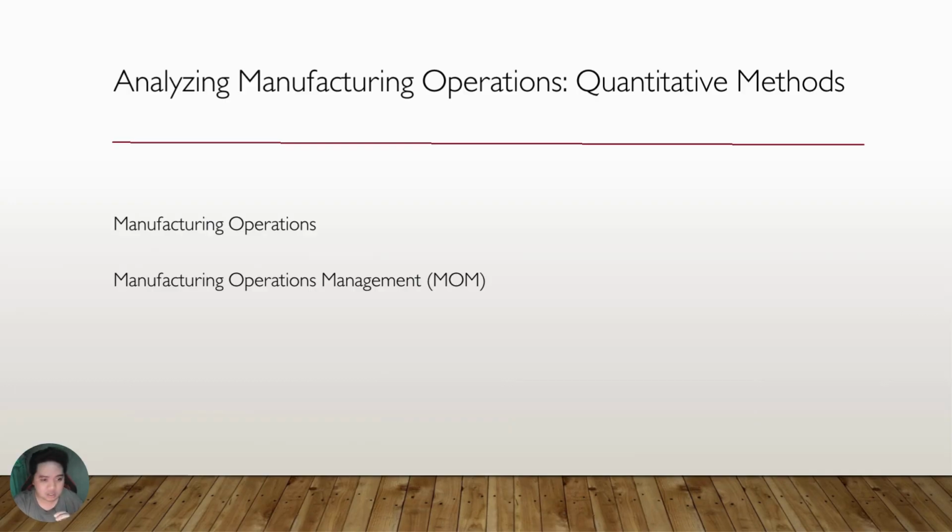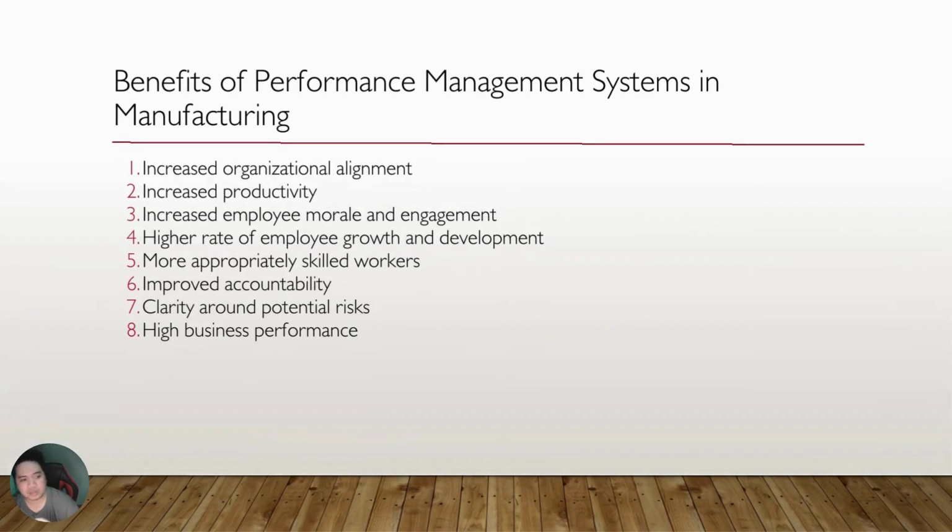What are the benefits of these performance management systems in manufacturing? Benefits are increased organizational alignment, increased productivity, increased employee morale and engagement, higher rate of employee growth and development, more appropriately skilled workers, improved accountability, clarity around potential risk, and high business performance.